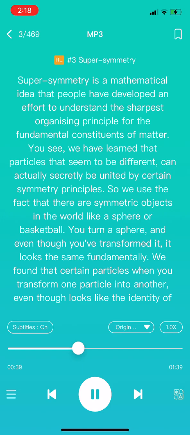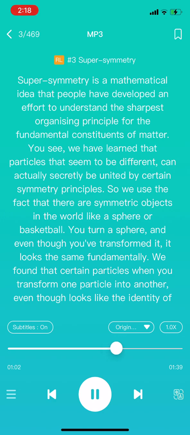We found that certain particles, when you transform one particle into another, even though it looks like the identity of the particle has changed, overall the equations describing it don't change at all, an underlying level of symmetry. But what we've not been able to do is find a symmetry that would relate certain kinds of particles, namely matter particles and force particles.